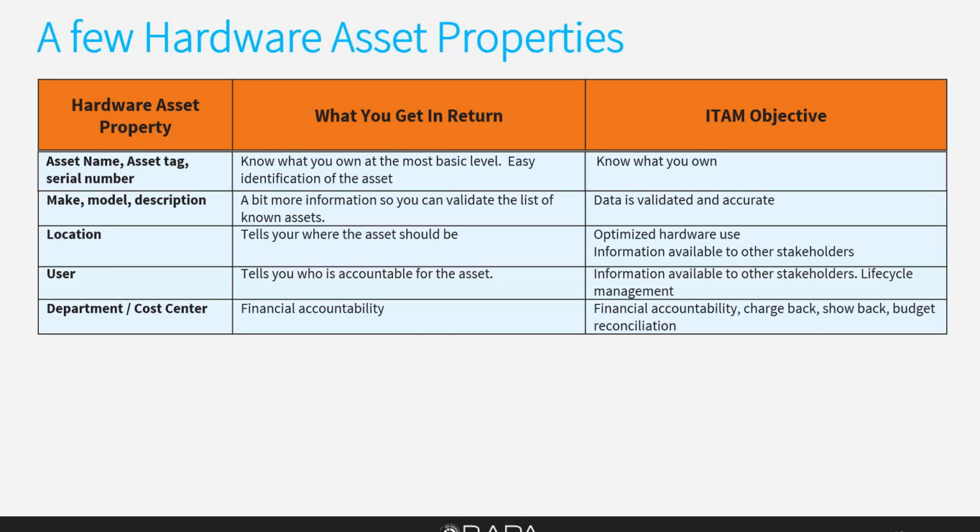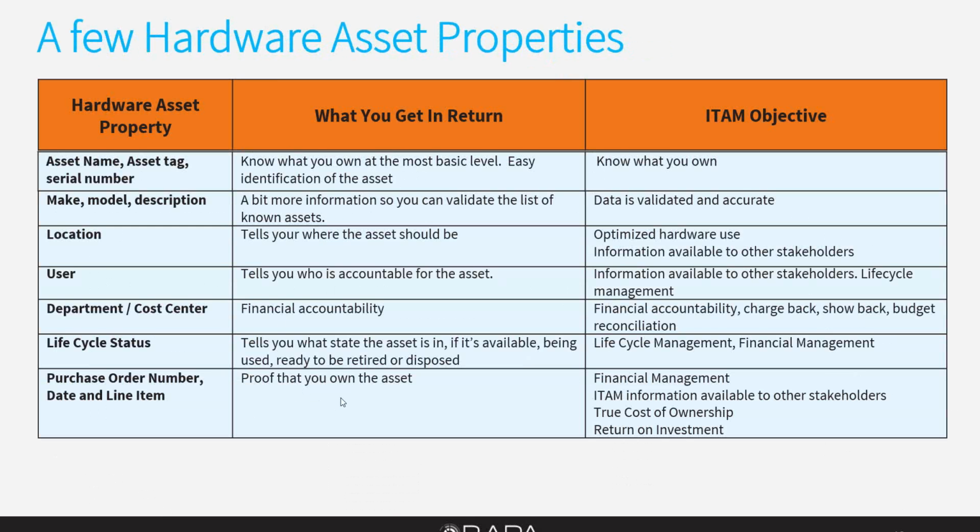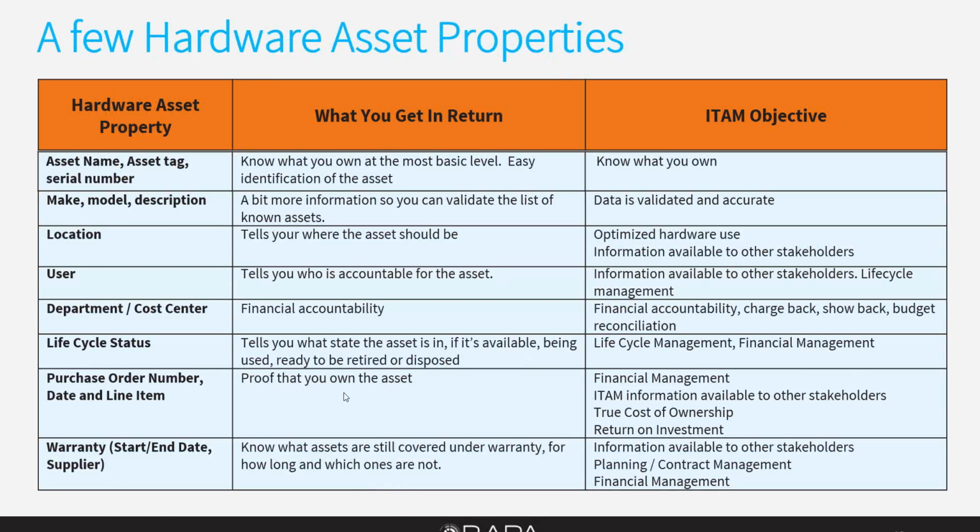Right. But anyway, from the discovery information, you have that information. This is information above and beyond that. So it's cost center information tying back to financial accountability, lifecycle status that helps you do your lifecycle management, and maybe even financial management to be able to provide lists of assets that have been disposed. You know, going towards the capitalization maybe of assets and knowing what you have and what you don't have. Purchase order line items, proof of what you own. We talked about that. And then warranty start and end dates.